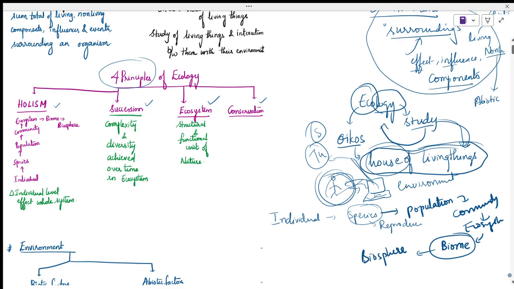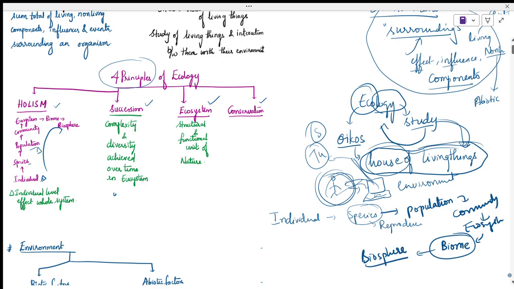So here holism states that if in individual level or species level or population level, if there is small change, it will affect the whole system. These things we'll be looking at in food web, food chain and all, and these things will be discussed in more detail in further lectures.